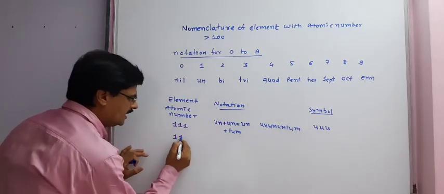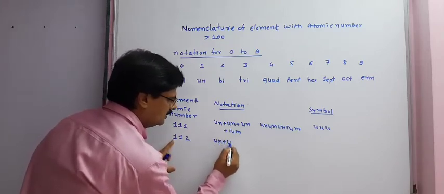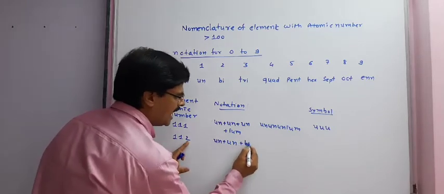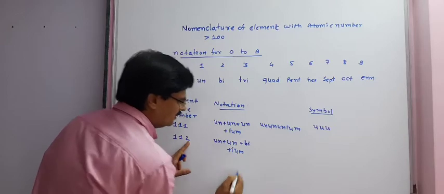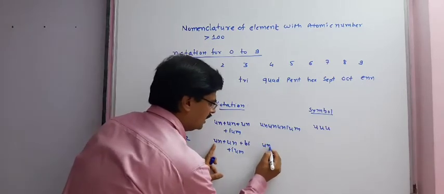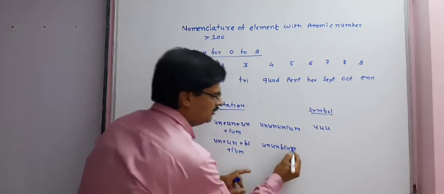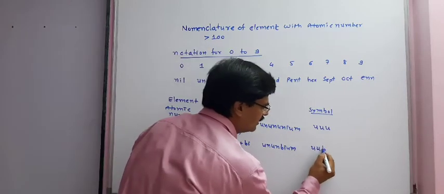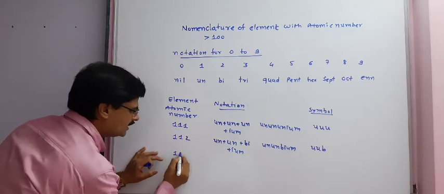Same way for 112 atomic number we have un, again for 1 un, and for 2 we have bi plus ium. But for bium, as I mentioned, we will write ununbium, and the symbol will be UUB.